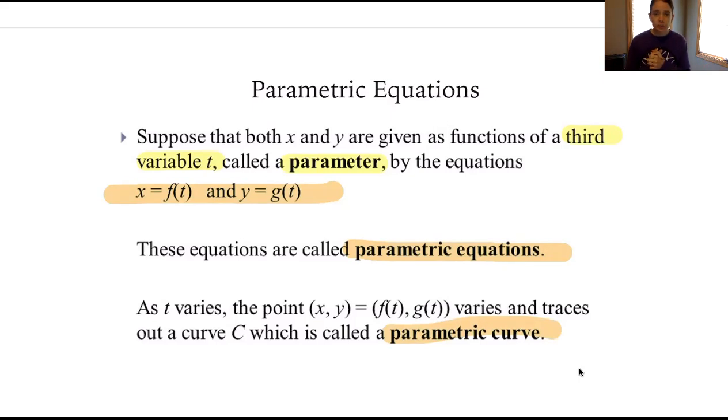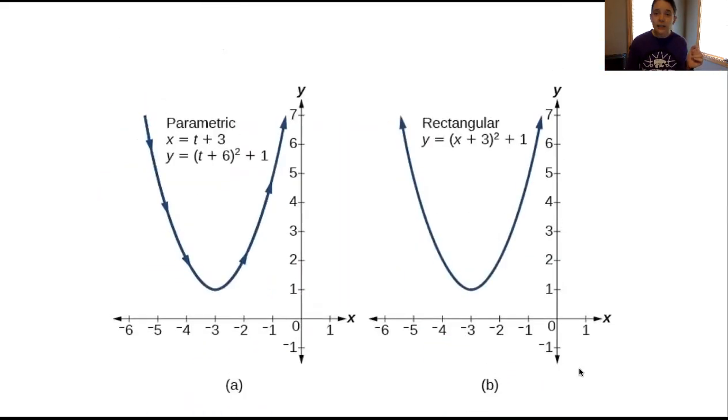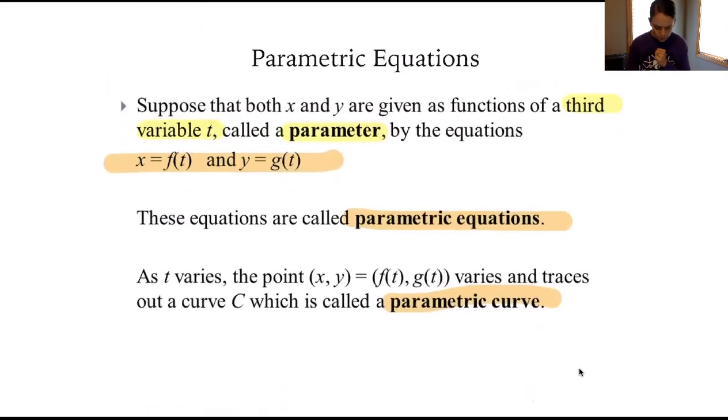Okay, so big picture here. Instead of one equation, we have two. And these two equations are going to be in terms of a third variable, t. Now, what's going to happen with our graphs? Okay, here I have two graphs for you. And I'm going to back up really quickly.